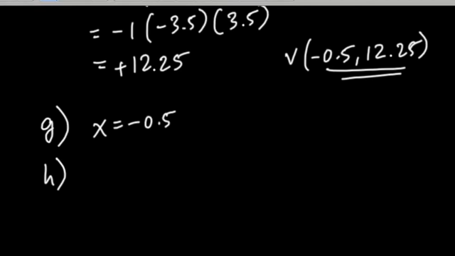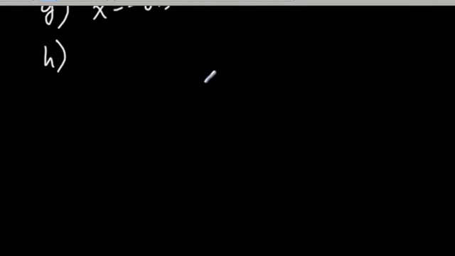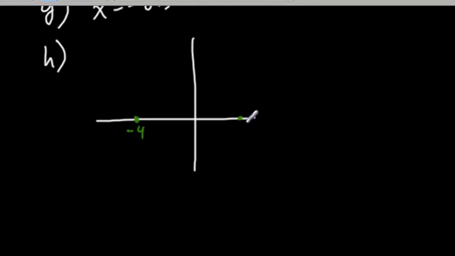H says to graph it. So let me do that right here. So one value is -4. The other value is 3. The axis of symmetry is -0.5. So it's going to be like that. So it's -0.5.